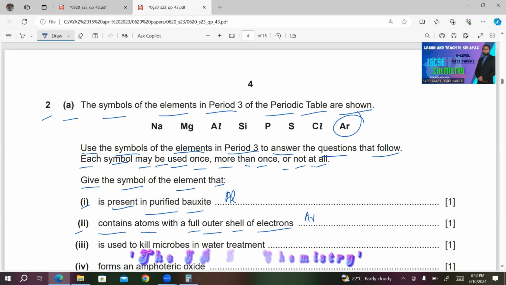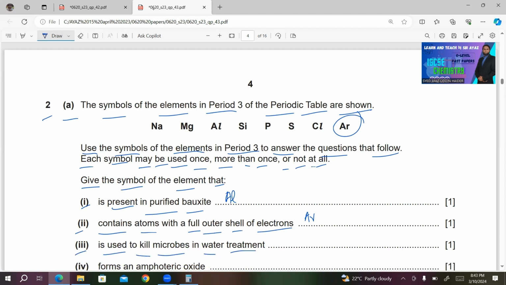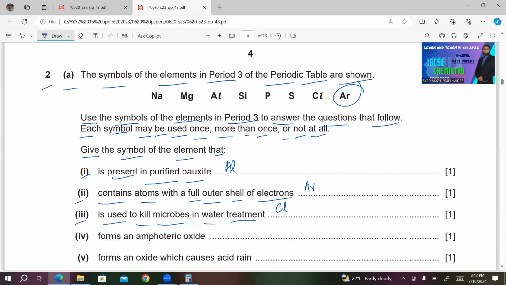Ar is a symbol. Number 3 is used to kill microbes in water treatment. Chlorine is used to kill microbes or bacteria during water treatment. So Cl will be the answer for this question. Number 4, forms an amphoteric oxide. We have only one element that forms amphoteric oxide here, and it is aluminium. So Al will be the answer for this one.